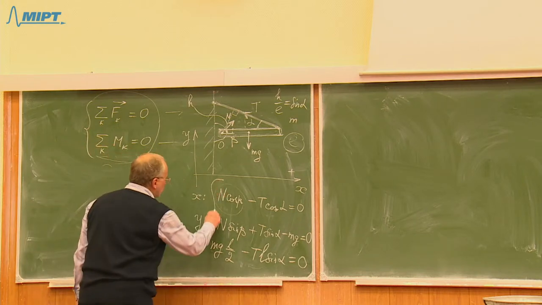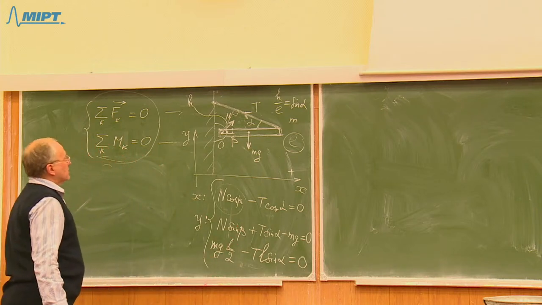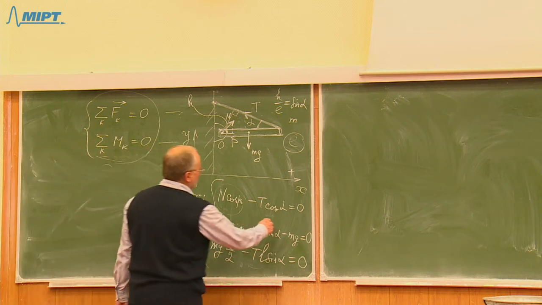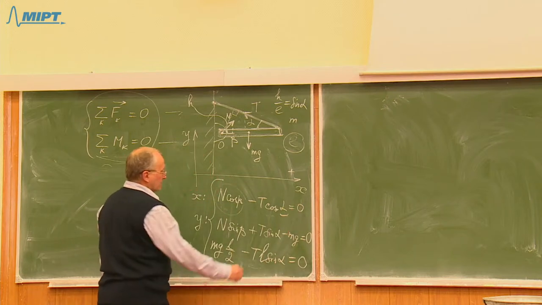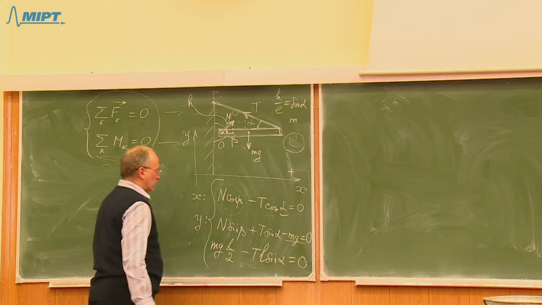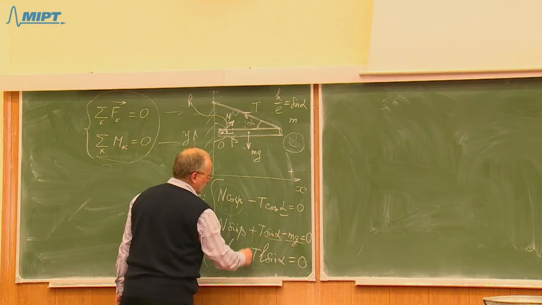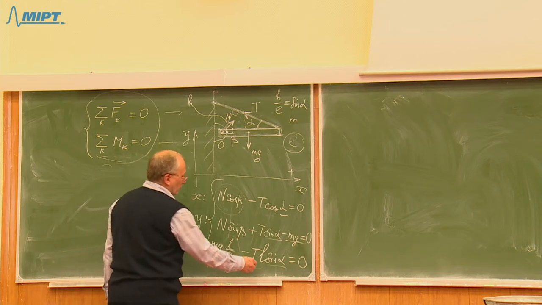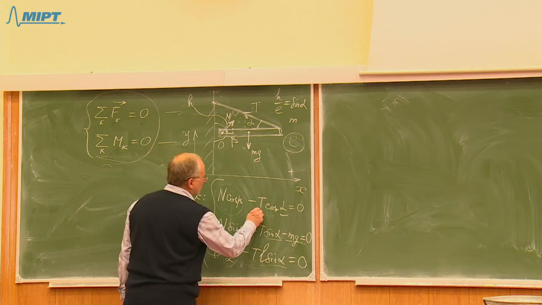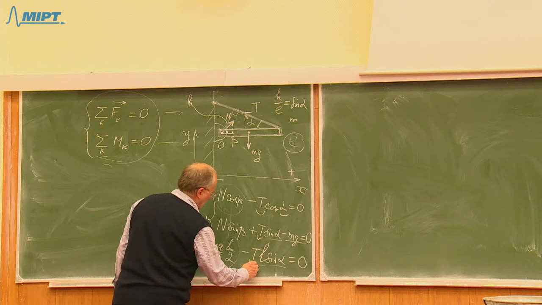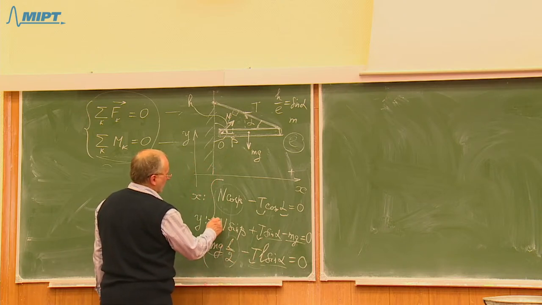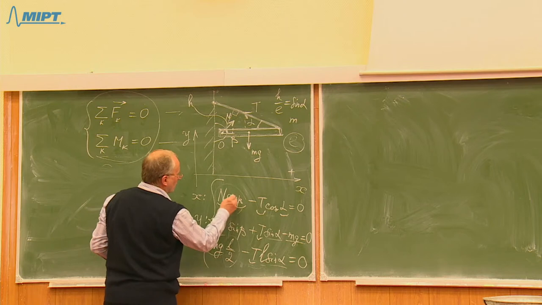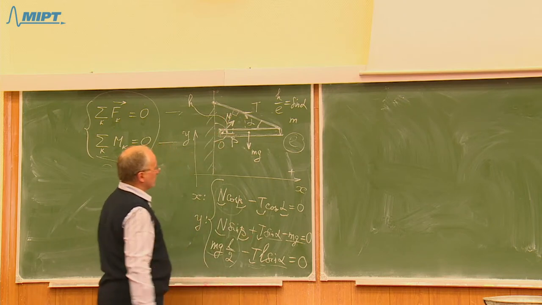So we obtain three equations. And what quantities are known in these equations and what are unknown? Angle alpha is given in this problem, and the mass is given, and certainly the acceleration of free fall is given. So mg is known, alpha is known, and L also is given. We don't know the force T. And we don't know N, the magnitude of force. And we don't know beta, the angle under which this force is directed.